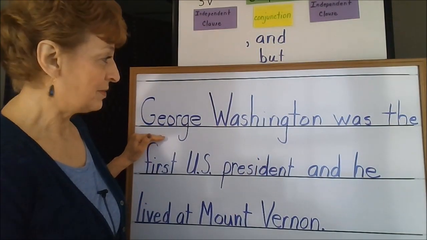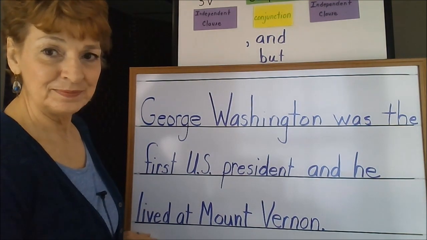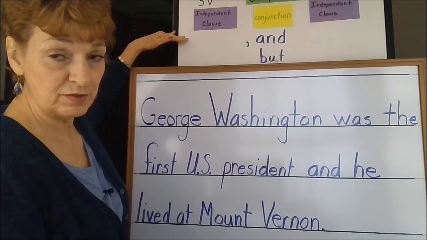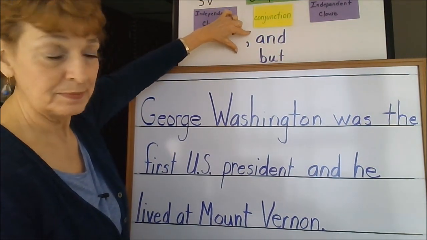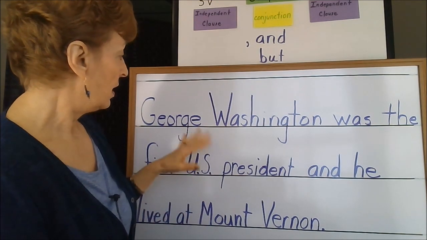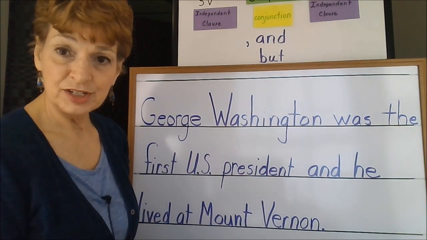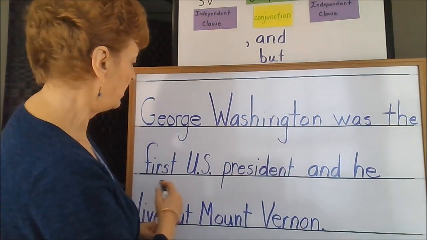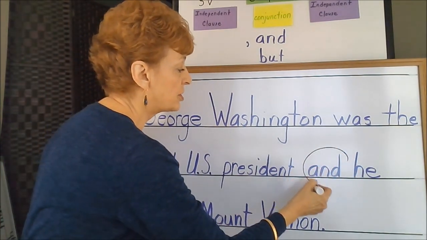George Washington was the first U.S. president, and he lived at Mount Vernon. What we're looking for is two sets of subjects and verbs that are separated by this conjunction. In fact, many children can spot the conjunction first. So here we have George Washington was the first U.S. president, and here's the conjunction.